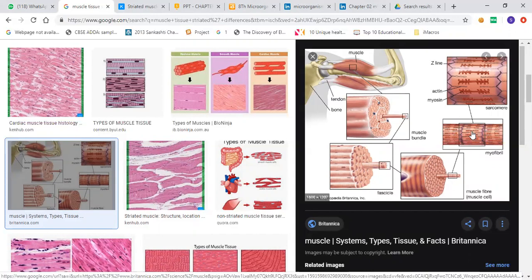Inside that muscle cell, there is a protein present that is called myofibril. Inside the myofibril, different types of proteins are present, actin and myosin proteins. This is one type of protein. Another type of protein is this. Actin contracts and myosin relaxes. So this is the structure. Is it clear? Yes, ma'am.